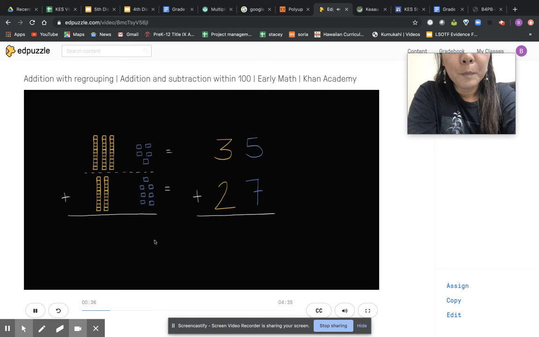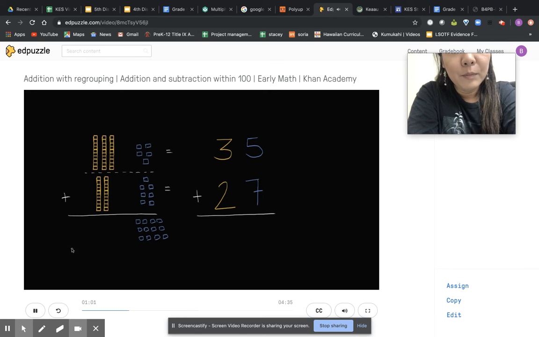So let's start in the ones place right over here. So I have 5 ones here. I have 7 ones here. So if I add 5 ones to 7 ones, how many ones am I going to get? I'm going to get 12 ones. I'm going to get 1, 2, 3, 4, 5, 6, 7, 8, 9, 10, 11, and 12.